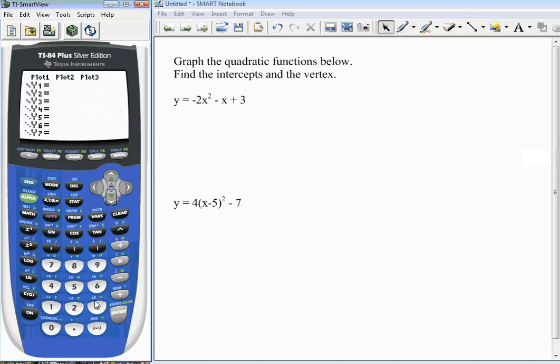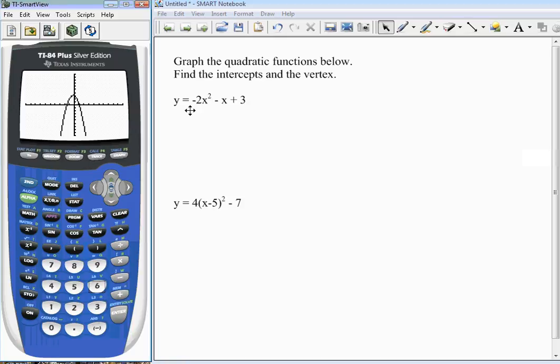Now I can enter this negative 2x squared minus x plus 3. And I forgot what window I'm in. Let's just begin in the standard window. So I'm going to press zoom and 6 to get to the standard window. And I see a comprehensive graph for this particular function.